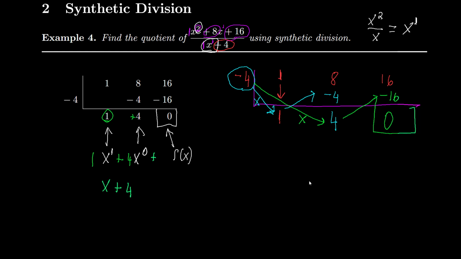Now, we'll see how to deal with this r of x a little better when we actually get something that isn't 0. But what this means is that this here is your quotient.